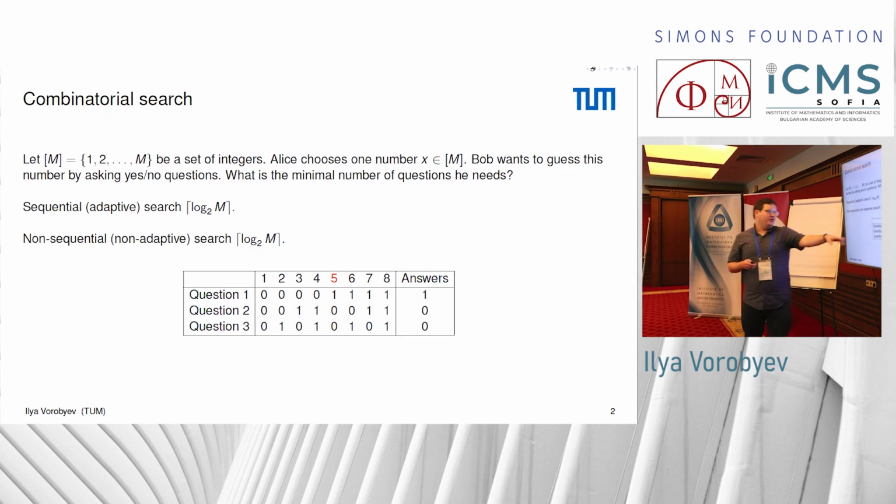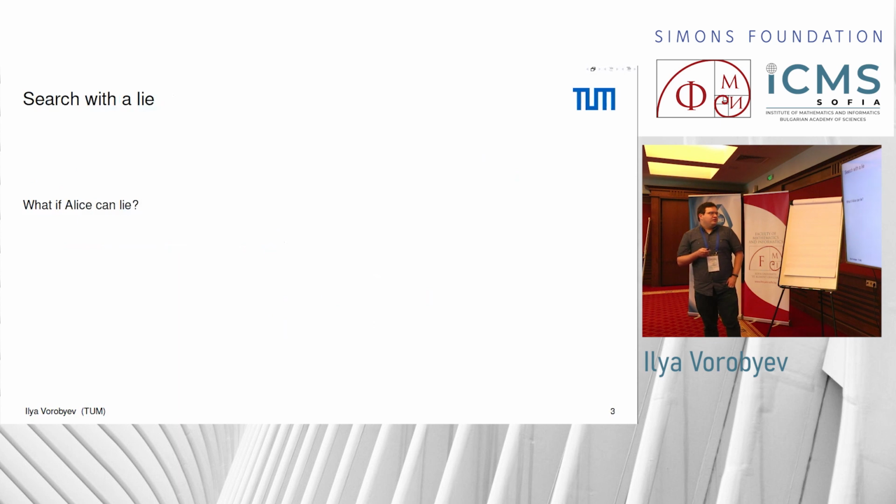So for example, if Alice chose the number 5, then he just receives the binary representation of 5. So it means that in this case, for non-adaptive search, we actually need the same number of questions, and so it's also very simple to solve. Okay, so now what if Alice can lie? How will the problem change?